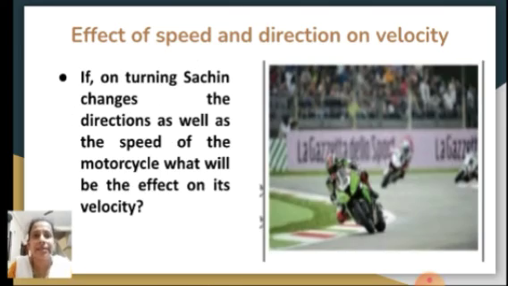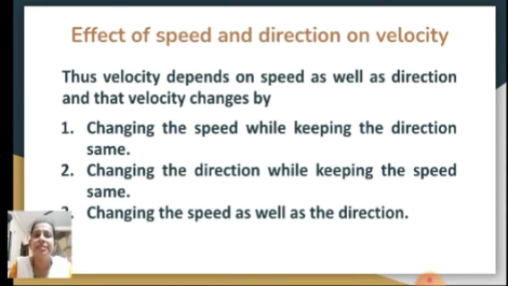Next, the last point. If on turning, Sachin changes the direction as well as the speed. If Sachin is now moving along the circular path, and here direction is also changing, and he is trying to increase or decrease the speed accordingly. Will there be an effect on the velocity? Of course, yes. Even here, since both are changing, the velocity is definitely going to change.